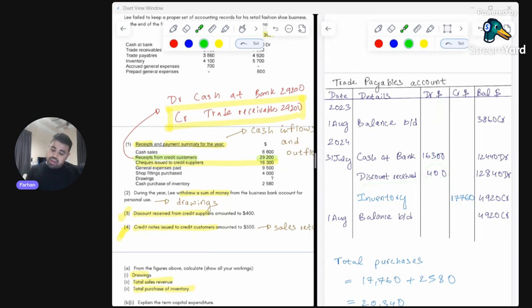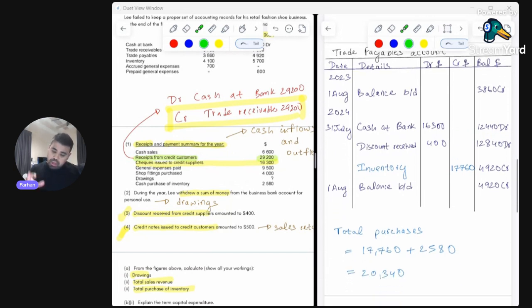So now this 400 debit gets added to the previous ending balance of 12,440 debits, which leaves us with the final balance of 12,840 debits. Okay? All right. So the main requirement from this question was to find out the total purchases of inventory.